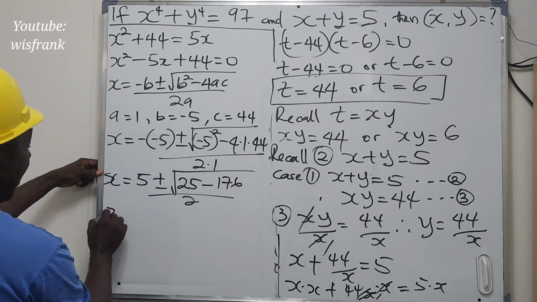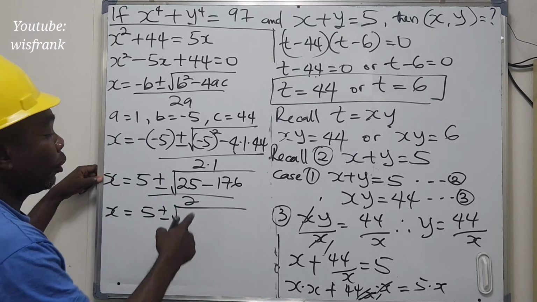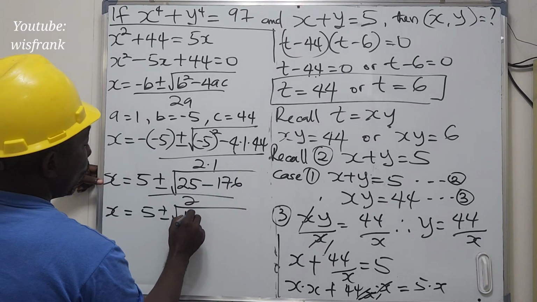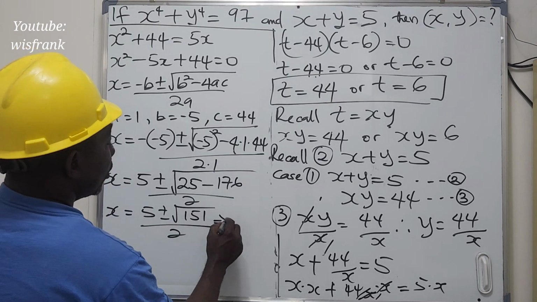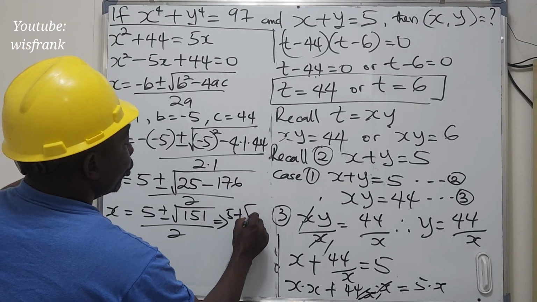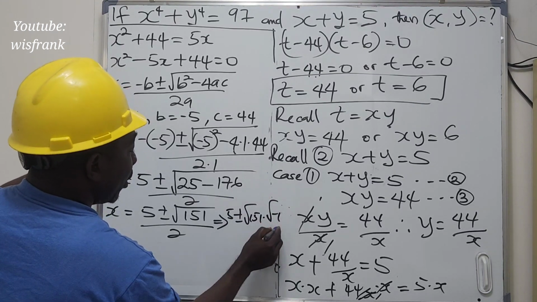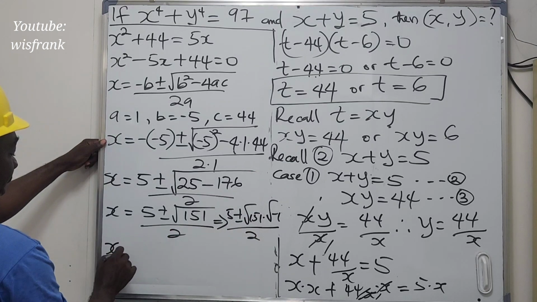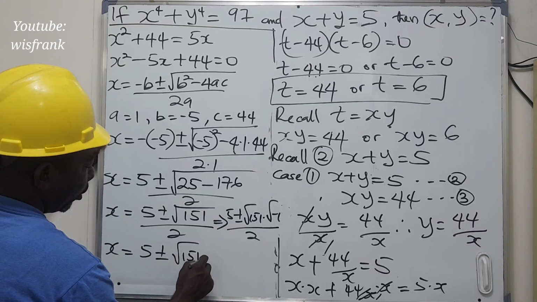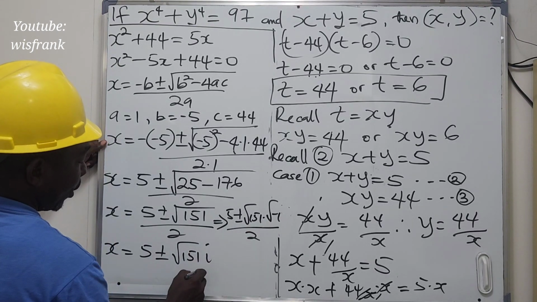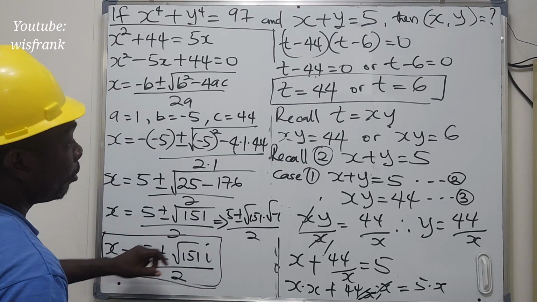So this is the same thing as having x equals 5 plus or minus the square root of 25 minus 176, which will give us minus 151, all over 2. So this is the same thing as having x equals 5 plus or minus root 151 times root minus 1, all over 2. So this is the same thing as having x equals 5 plus or minus the square root of 151. The square root of minus 1 is iota, which is i, all over 2. So this is the value of x that we have from case 1.